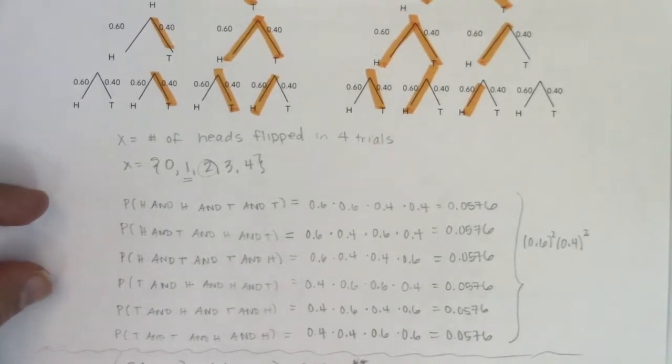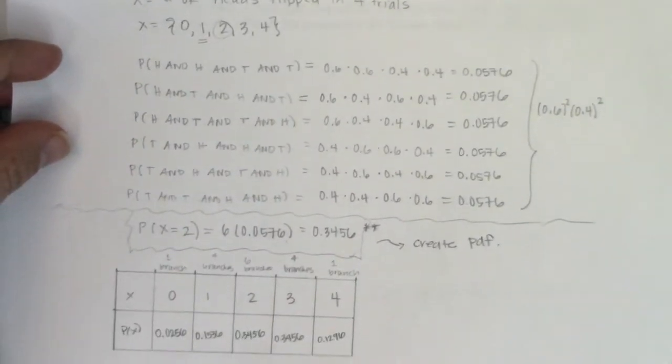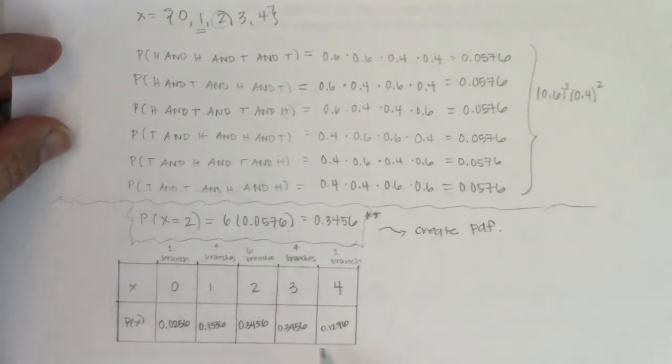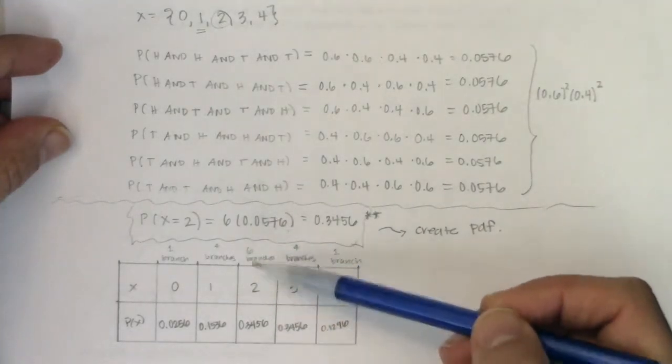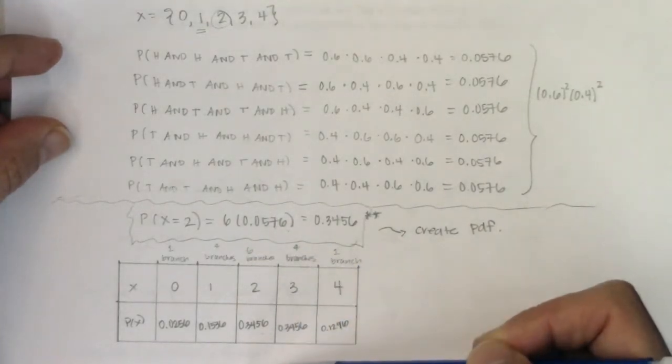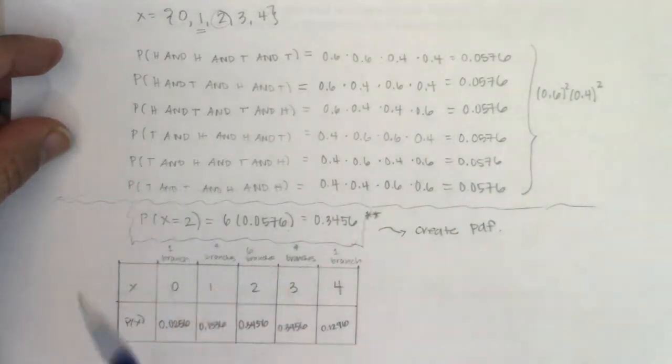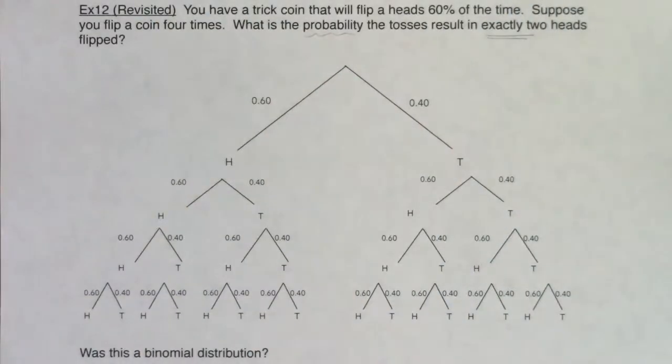And then we even went further and we made the entire PDF table by counting all of the branches. Remember, there was one branch for zero heads, one branch for four heads. There were four branches for each of the one and three heads being flipped. We had the worst case scenario where we were trying to figure out two heads being flipped and there were six branches for that. But there's all that work in there. And really, if we had known about binomial distributions, we could have skipped all of that and used some properties of binomials to solve this.